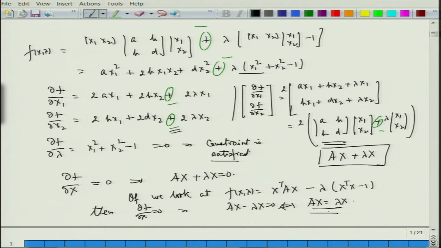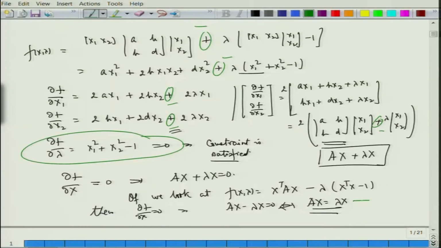Now, what is more important for us is this constraint. This constraint says that the point (x1, x2) has to be on the circle. Since it is on the circle, x cannot be 0, so with the condition that x cannot be the zero vector, I need to study equations of the type Ax equals lambda x, x not equal to 0.